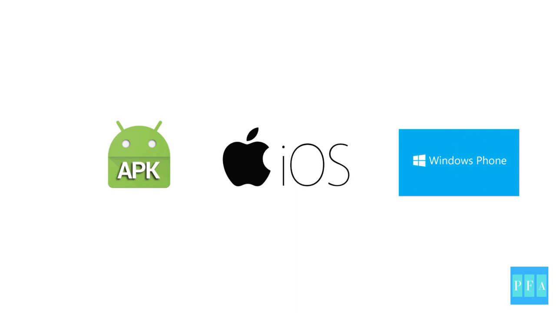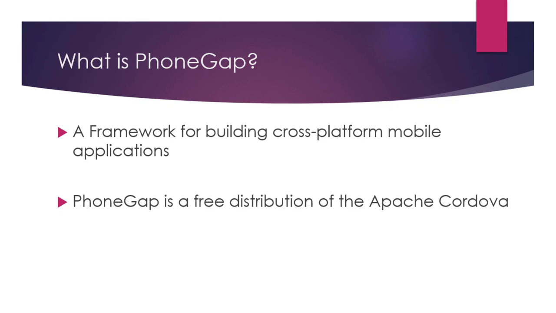PhoneGap is a free distribution of the Apache Cordova. So the project that was started was actually Apache Cordova, which was later purchased by Adobe, and it's now PhoneGap. So very often you'll be coming across PhoneGap, coming across Apache Cordova. But then it's free. It's free to use, and it's maintained. PhoneGap is actually maintained now by Adobe.